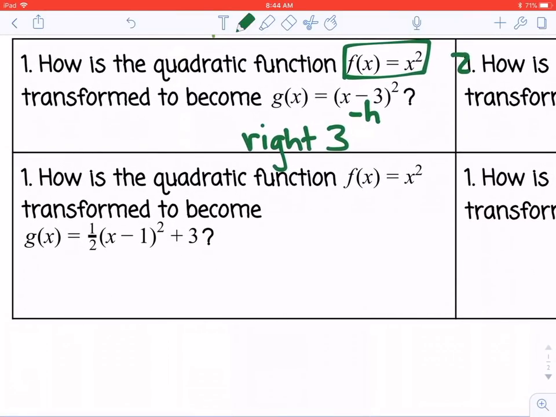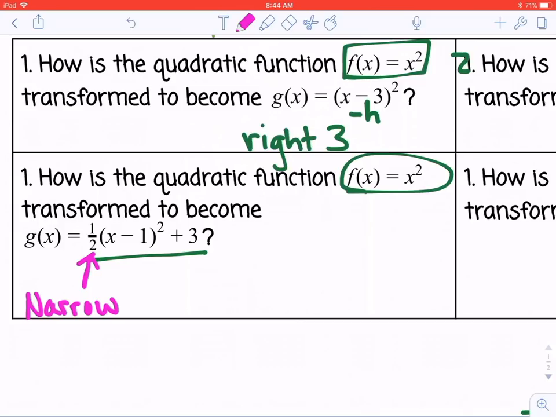How is the quadratic function, again, this is our parent function, compared to our new function? In this one, we have several things going on. We have a is 1/2. If a is between 0 and 1, it makes the graph narrow. So let's put narrow, because a was equal to 1/2.